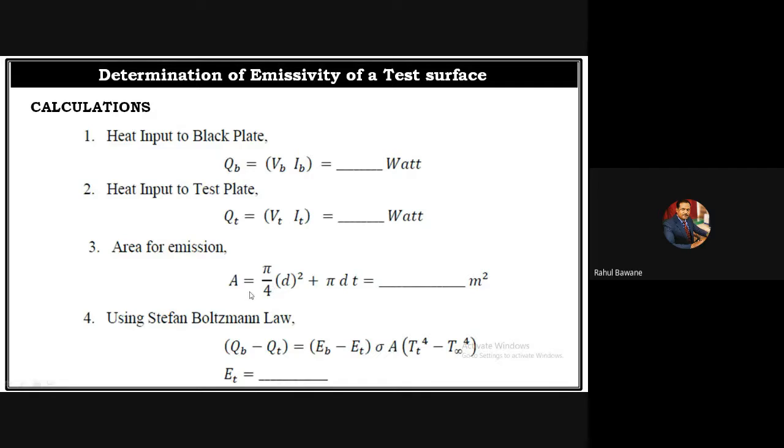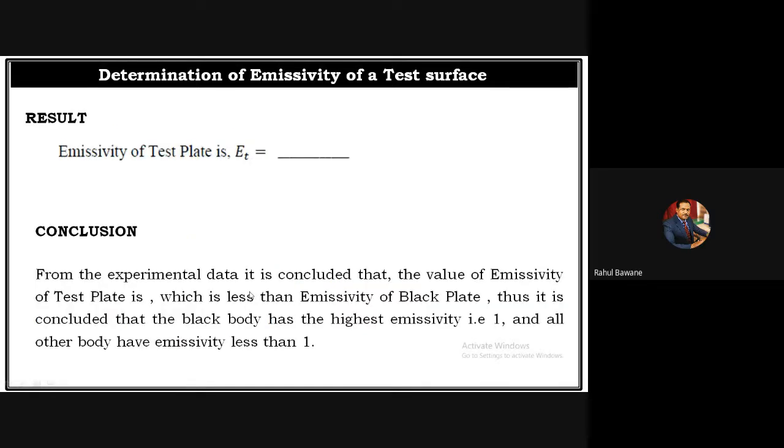Now the next slide, that is the result. In the result, we have to mention the emissivity. As I said repeatedly, the emissivity of the test plate should be lesser than 1. Even though it will be 0.8 or 0.9 if it is gray in color, and as we saw that plate is really very shiny, so it should be lesser than 0.6 or 0.7.